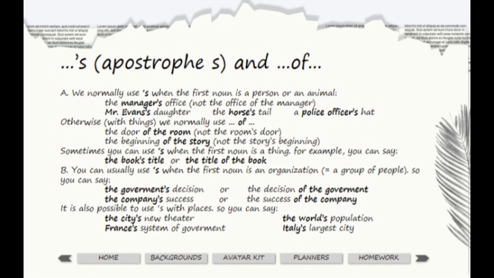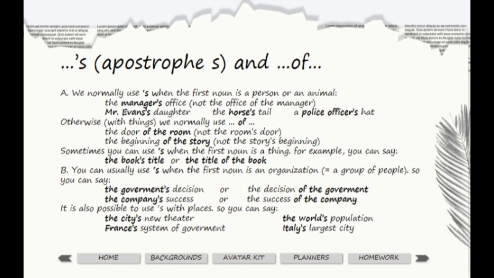Otherwise, with things we normally use of, for example, the door of the room. It is not the room's door. And the other example, the beginning of the story. It is not the story's beginning. Sometimes you can use S when the first noun is a thing. For example, the book's title or the title of the book.